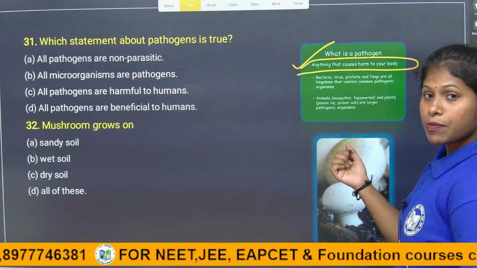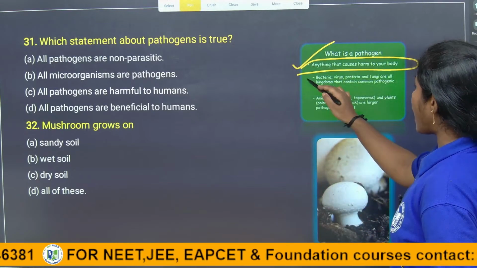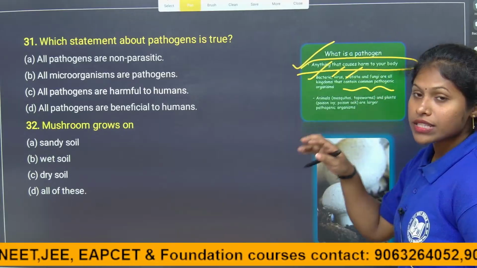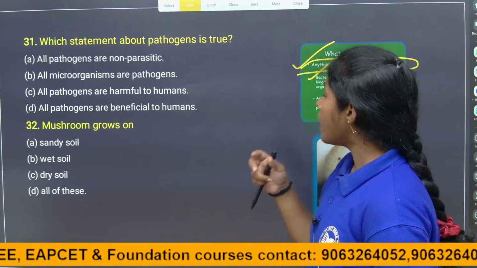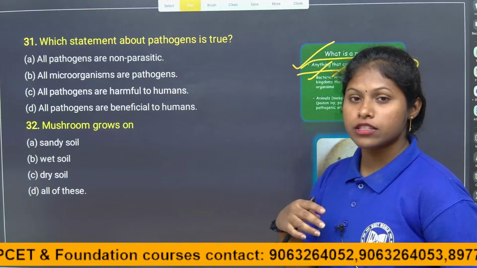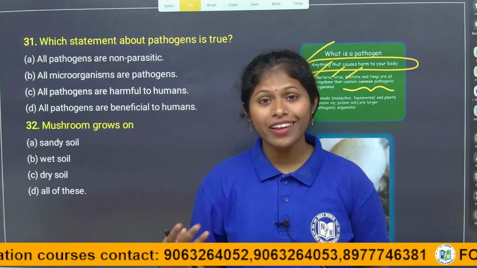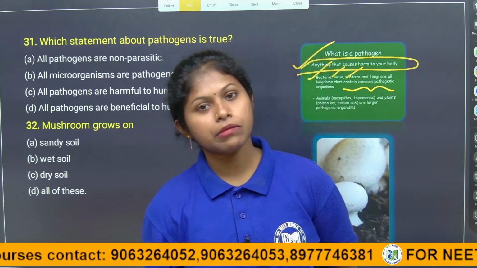It occurs mainly through microorganisms. So bacteria, virus, protista, fungi, these are all kingdoms which are involved in pathogenic action, or we consider them as pathogenic organisms, because bacteria infect human beings, animals and plants also. Fungi also infect animals, plants and humans like that.